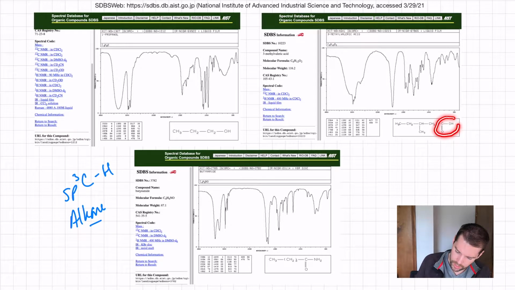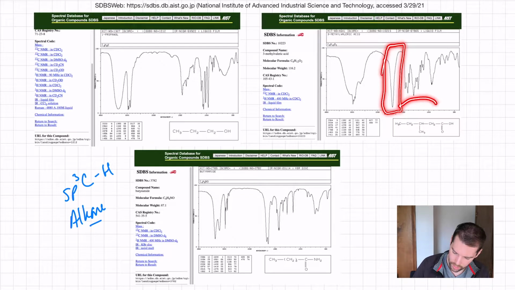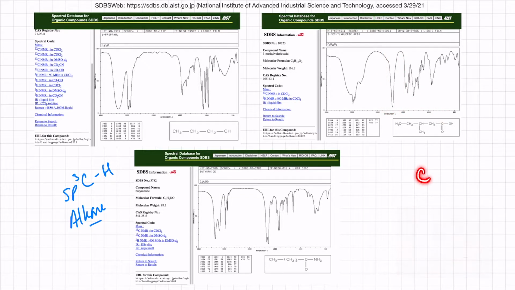Here we can see it technically has an OH group on it. Now it's a carboxylic acid, but there is an OH group, but it doesn't look the same, right? Here is a carbonyl, so that's your C double bonded to an O. That shows up right around 1700. And then our OH here is actually muddled a little bit because of that.